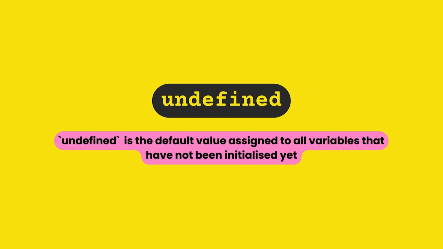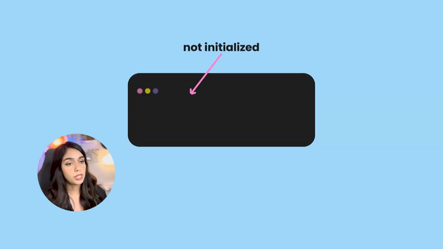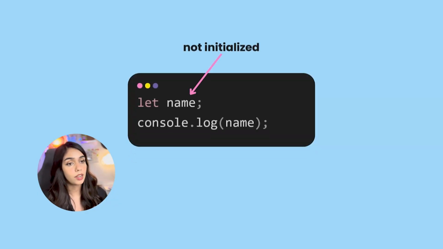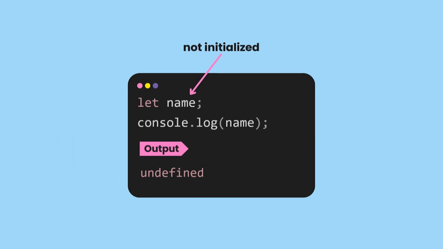Undefined is the initial value that is assigned to all variables that have not been initialized yet. So for example, let name; when you try to print the value of name, it will print undefined. This is because you did not initialize name with any value yet.